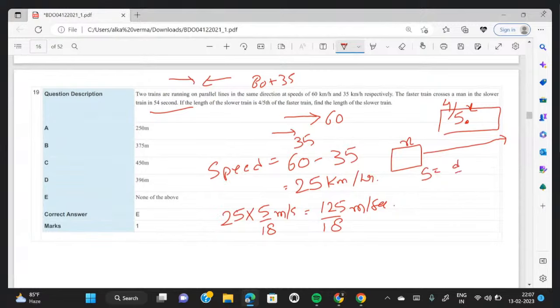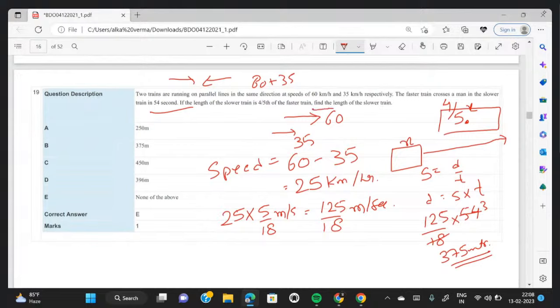Speed is equal to distance upon time. Distance is equal to speed into time. So what is my speed? 125 by 18. What is my time? 54 seconds. 18 threes are 54. So 125 into 3, how much will it come? 375 meters. So 375 meters is the total length of the faster train.